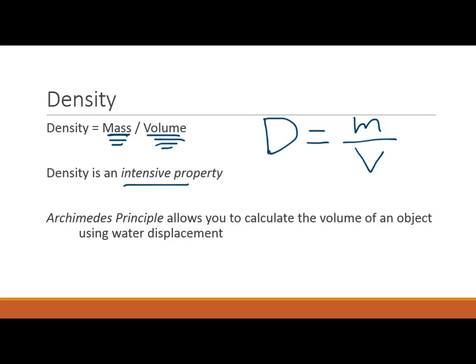Whereas mass and volume are both extensive properties. So those change depending on how much you have, right? If I have a small block of silver, it's going to have a small mass. If I have a large block of silver, it's going to have a large mass. And the same thing with volume. So those are extensive properties, whereas density is an intensive property, which means that density can actually be used to identify what a sample is.